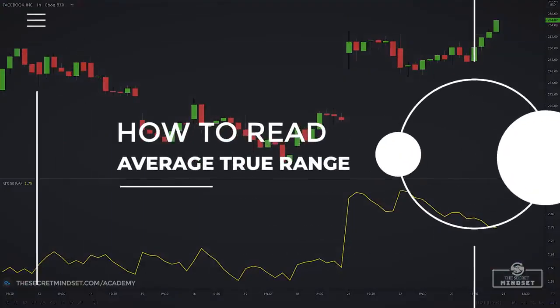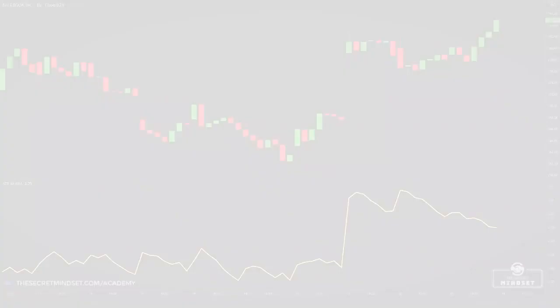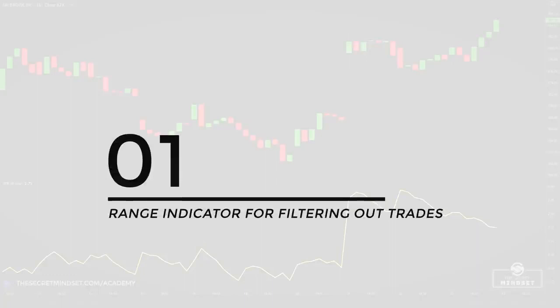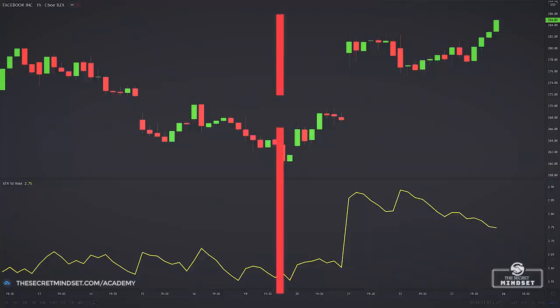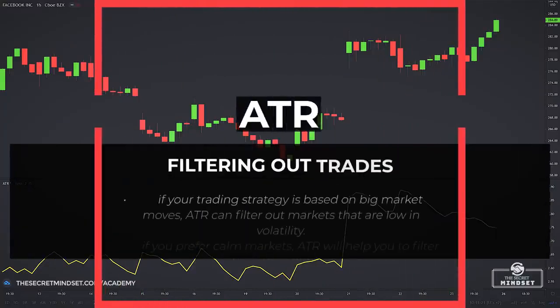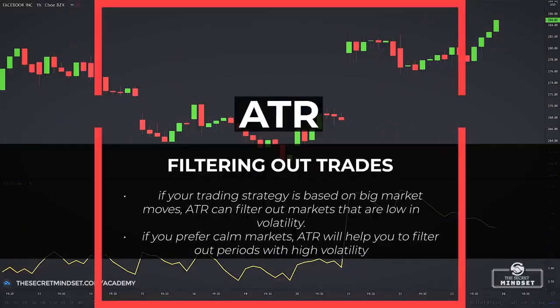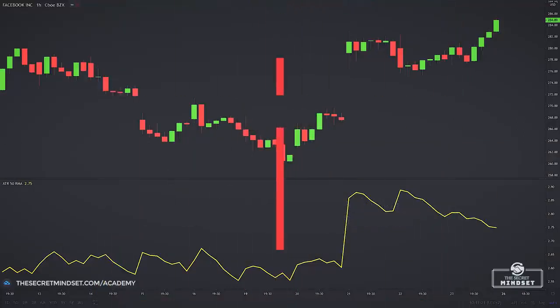Now, how to read the average true range? First, the ATR represents a range indicator for filtering out trades. If you prefer volatile markets, or if your trading strategy is based on huge market moves, then ATR can filter out markets that are low in volatility. Even if you prefer calm, quiet markets, the average true range indicator will help you to filter out those periods of time that you would prefer to avoid.